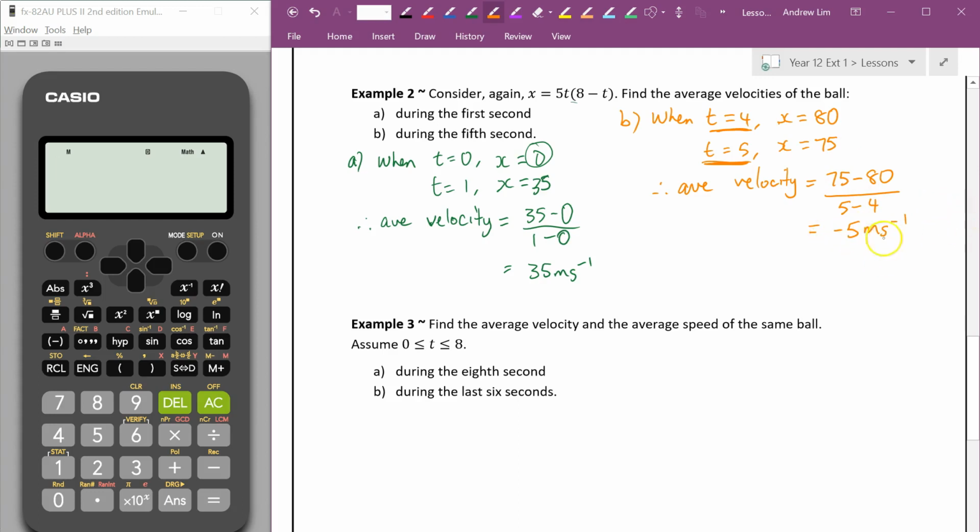So that means it's actually moving downwards. It's moving downwards at a speed of 5 meters per second.